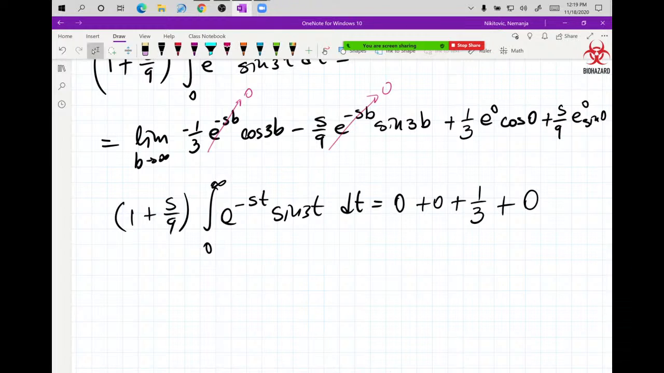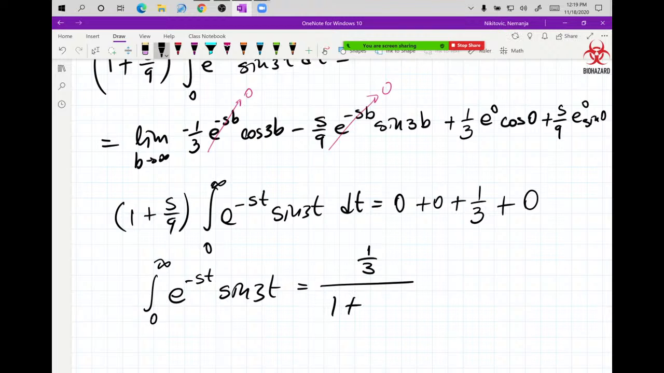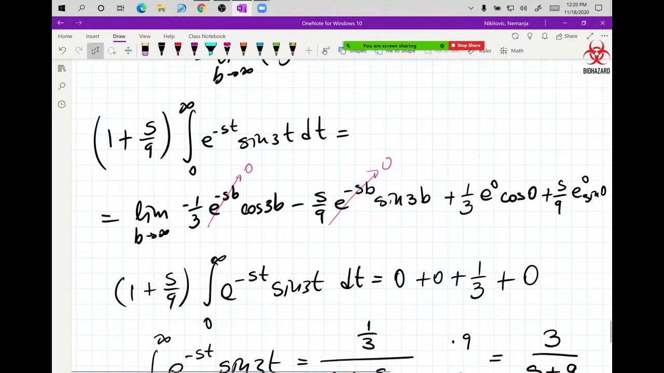And now what I get here is the integral from 0 to infinity of e to the negative st sine 3t equal to 1/3 divided by 1 plus s over 9. And I know I'm missing a square, because when I multiply top and bottom by 9, I get 3 over s plus 9, and I need to get s squared plus 9. So I did mess up somewhere when I distributed an s. I forgot to distribute s to get s squared there, just like I did in a previous problem. But we got the question right.